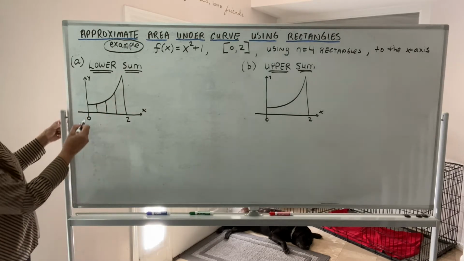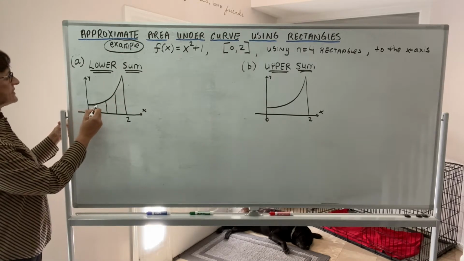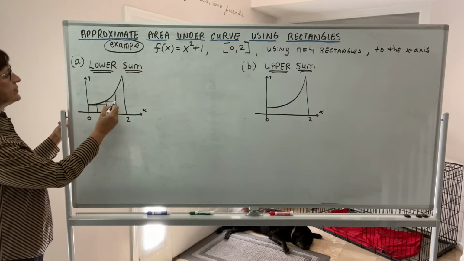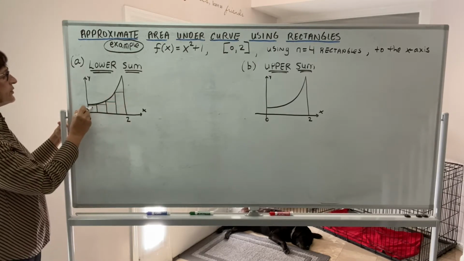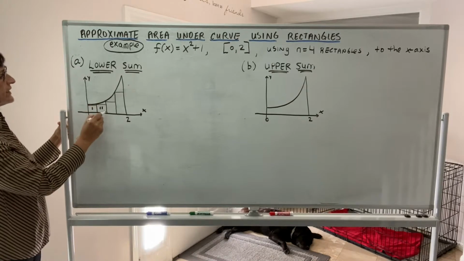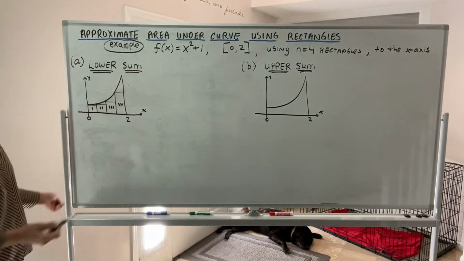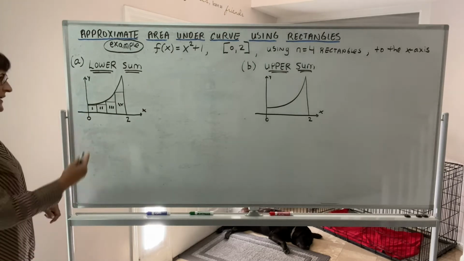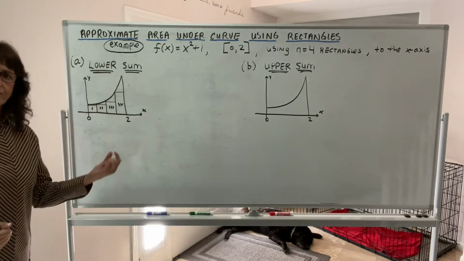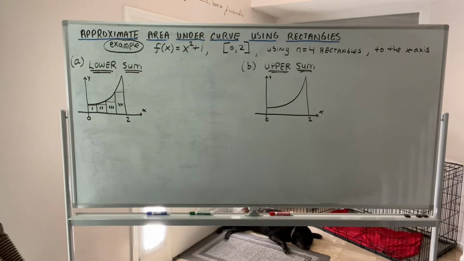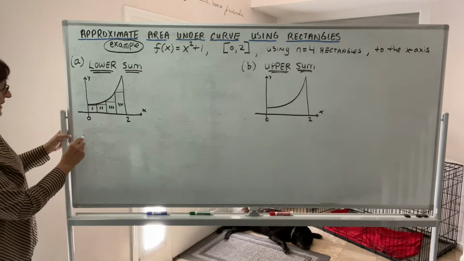And then for the lower sum, we want to inscribe rectangles under the curve. So we want to put these rectangles in. You can see there's my rectangle number 1, here's rectangle 2, here's my rectangle 3, and here's my rectangle number 4. Got 4 rectangles. I'm going to add up the area of these 4 rectangles, and that's going to give me an approximation for the area under the curve. So let me go ahead and start writing that up.